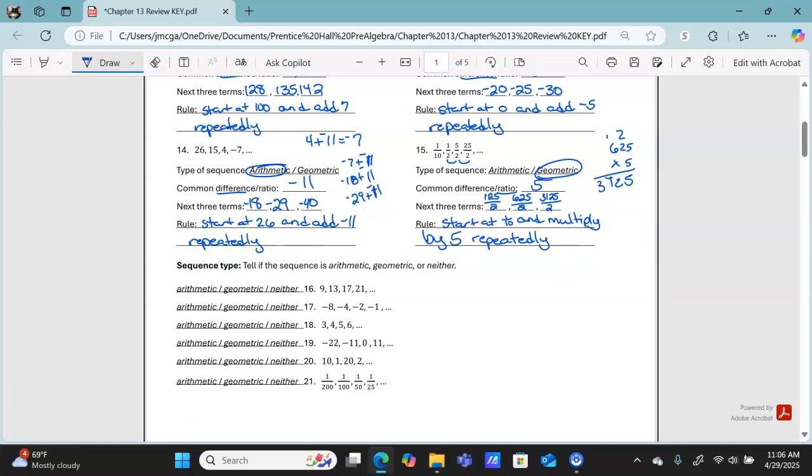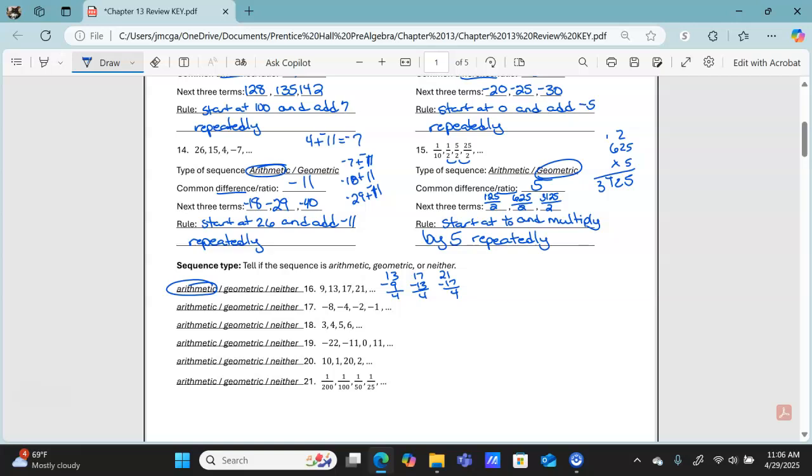Okay, in this one, 16 through 21, they want me to tell what kind of sequence it is. So to check for arithmetic, take one term and subtract the term before it and see if you get the same thing. I'm taking each term and subtracting the term before it. I got the same thing. It's an arithmetic sequence with a common difference of 4.